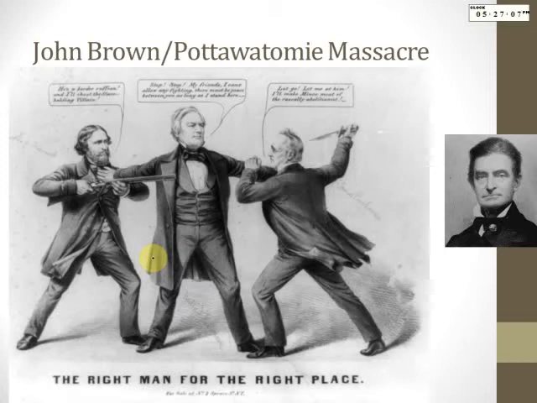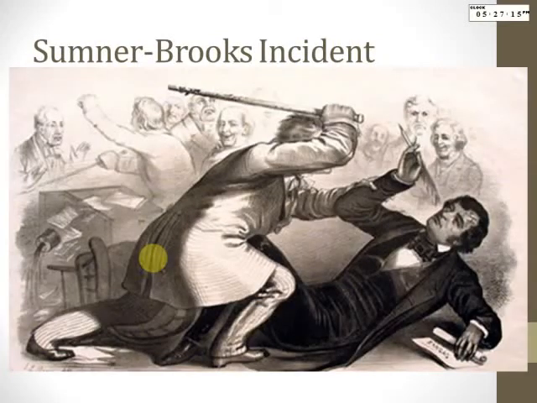Surprisingly, you don't have to know the Sumner-Brooks incident. It's not going to be on your test. It's a fun story, though. A man being beaten in the middle of Congress with someone's cane. And as a result, people start showing up to work with guns and knives.